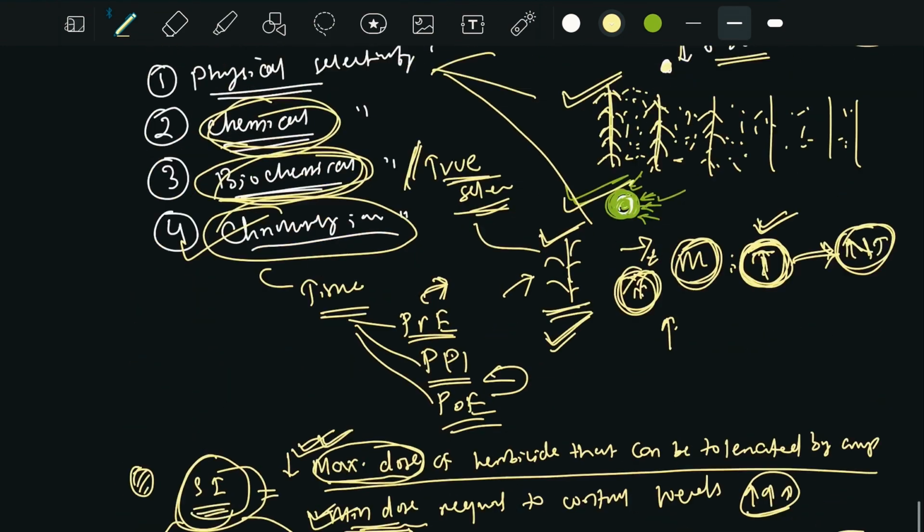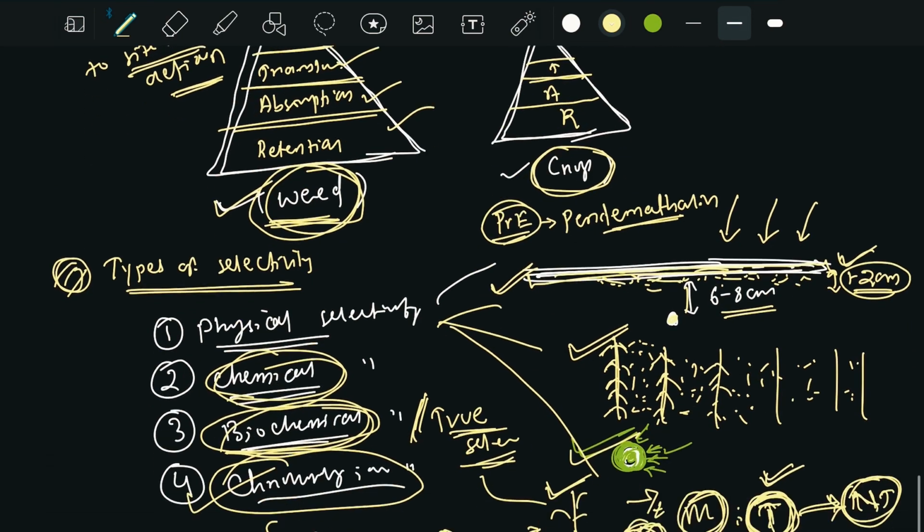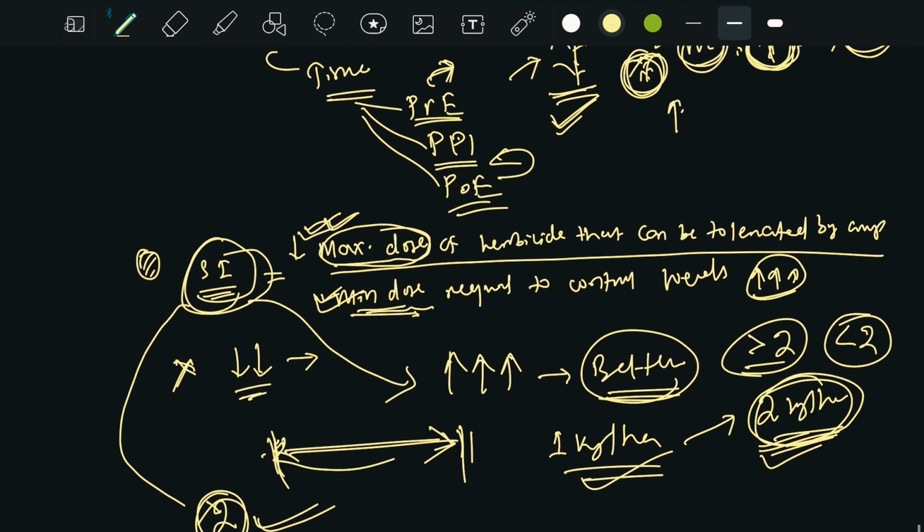So what we discussed in this class: what is selectivity, what are the principles of selectivity, the mechanism of selectivity, types of selectivity, and selectivity index.